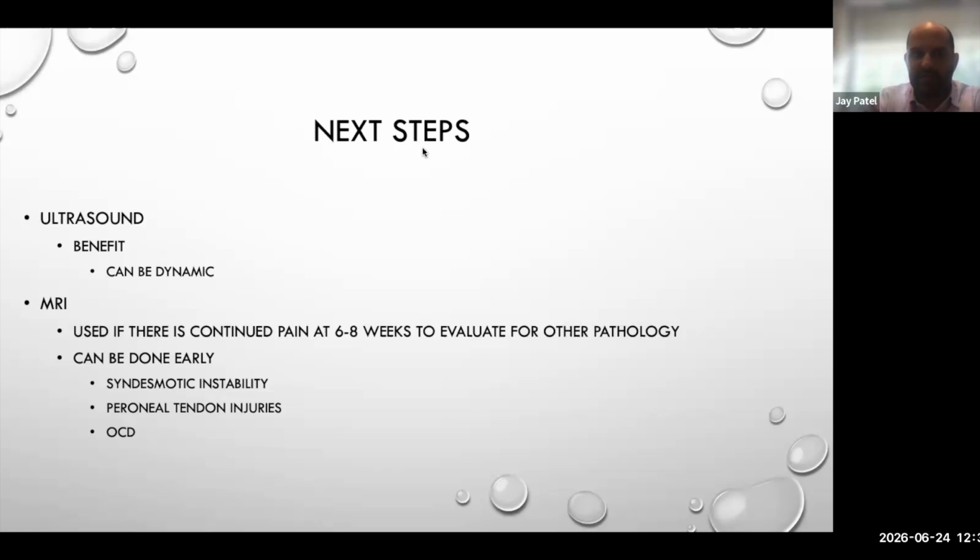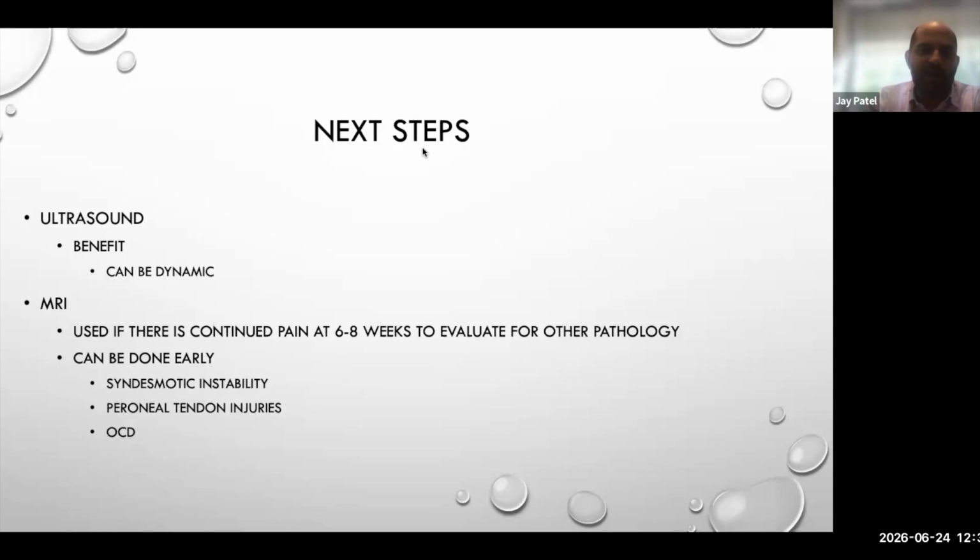MRI is the gold standard in my experience. As orthopedic surgeons, most of us feel more comfortable reading MRIs than we do with ultrasound. With ultrasound, we have to rely a lot on the radiologists themselves. MRI is expensive and obviously harder to schedule, but it's been well described in the literature. And obviously you have the input of the radiologist as well.